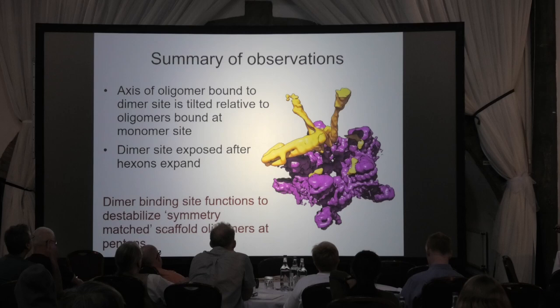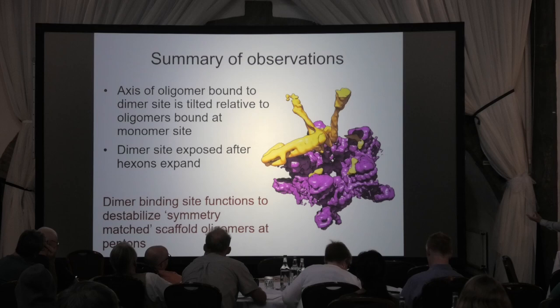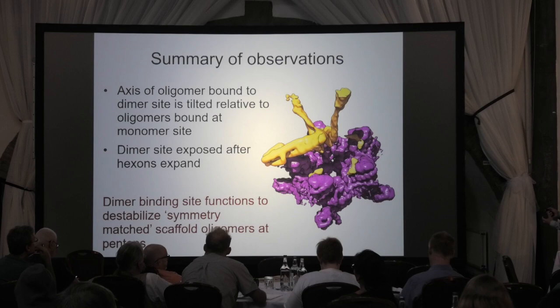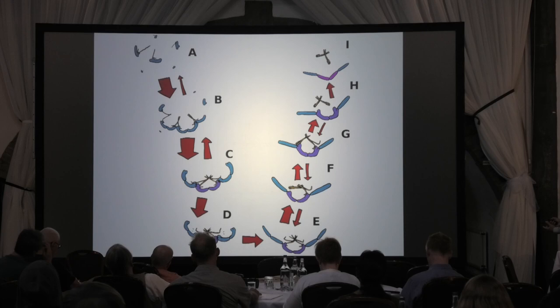In particular, these ones are moved quite far away from where they would need to be to bind the capsid. So I propose that this dimer binding site, which is only exposed after the hexons have already extended. You know, in order to mature the hexons, we had to make the penton scaffolding complex super stable. And so in order to mature the hexons, we need another intermediate step to mature that. So this dimer binding site, I believe, pulls the scaffold oligomers away from the binding site, from the end arms of the penton, which allows the pentons to extend.